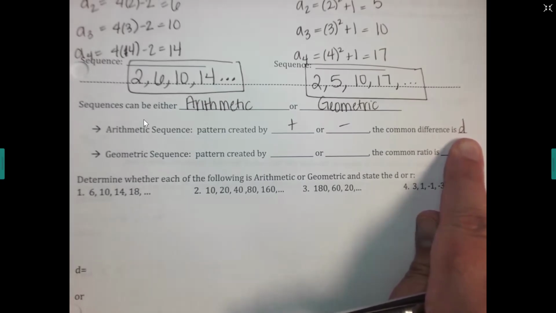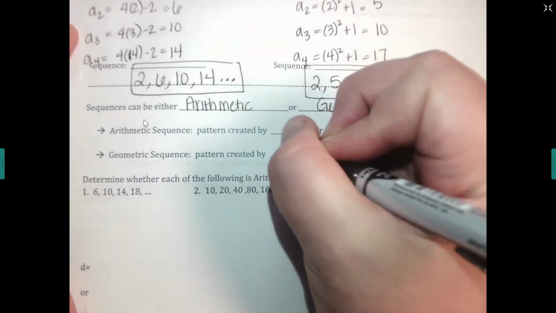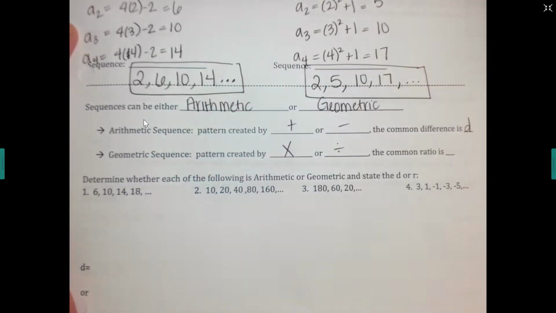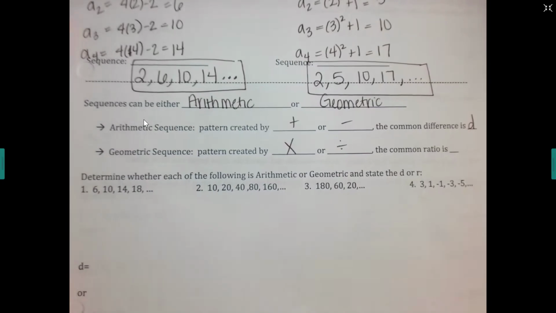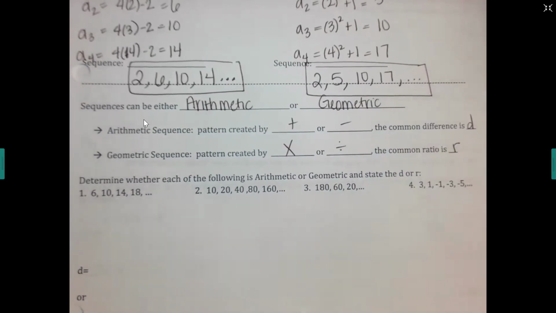It is geometric if it's a multiply or divide pattern. So under geometric, I want you to put times or divide. And rather than calling it a difference, which is only for plus minus patterns, you would call it a ratio. So we're going to use an R. So plus minus is a difference or a D, times divide is a ratio or an R.